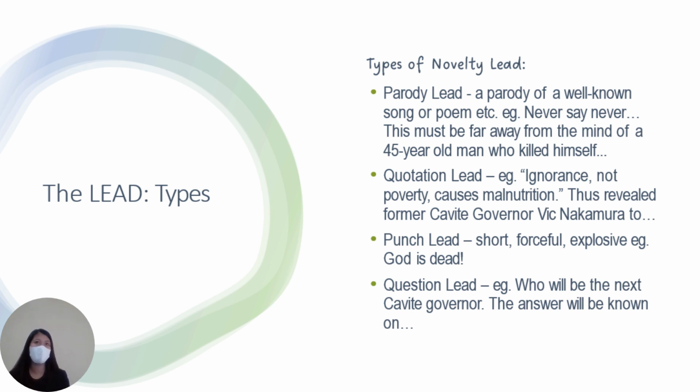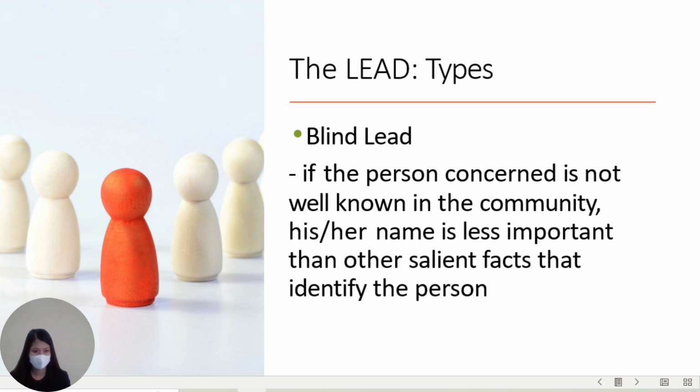And then finally, we have the third type of lead, the blind lead. So again, let's have a recap. We have the straight lead, the novelty lead, and now we move on to the blind lead. It says here that if the person concerned is not well known to the community, or his or her name is less important than other salient facts that identify the person. So usually, I believe I have given already an example about the prominence of the person who is part of the article or the news.